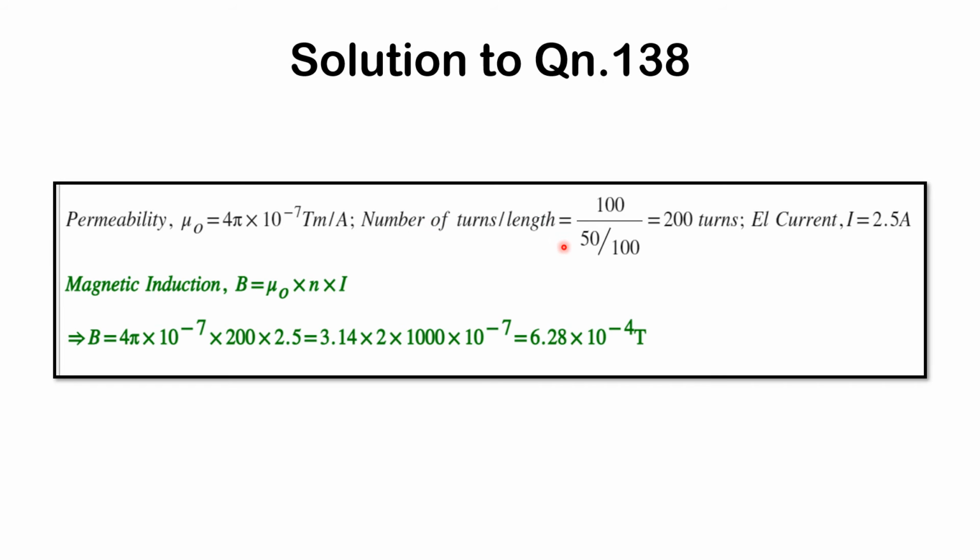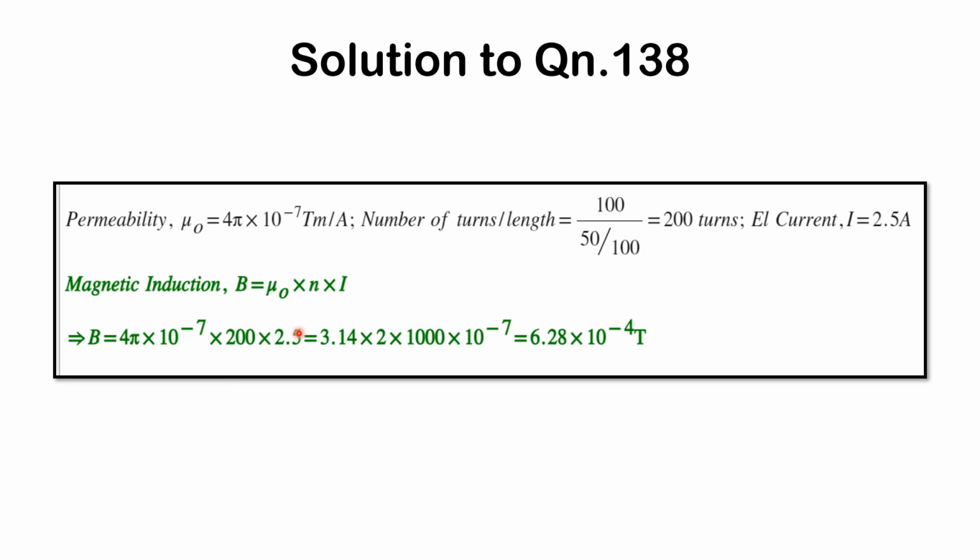Here, if there are 100 turns in 50 centimeters, you divide 50 centimeter by 100 to convert into meter. So cancel, 1 by 2. The numerator becomes 2. Multiply 100 times 2 gives you 200 turns. So in 1 meter, 100 centimeters, there are 200 turns. Electric current I is equal to 2.5 ampere. Substituting this, I would get B is equal to 4 pi into 10 power minus 7 into 200 turns into 2.5 ampere. The pi value is 3.14.